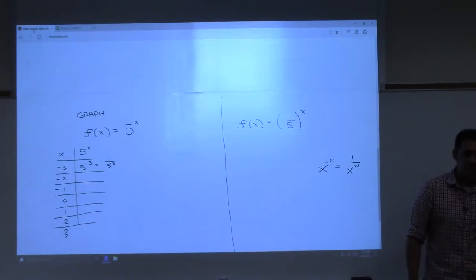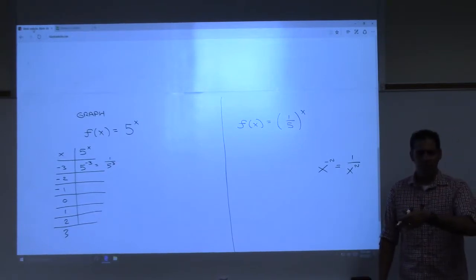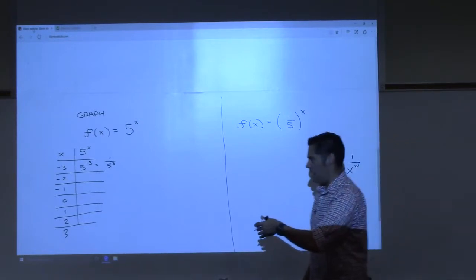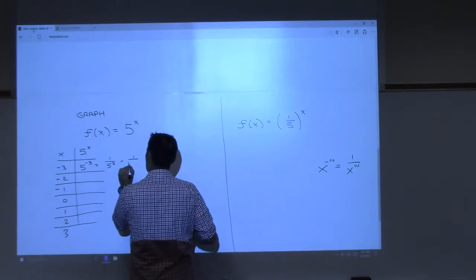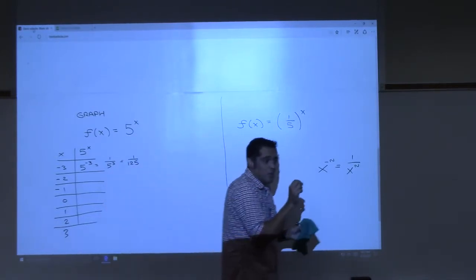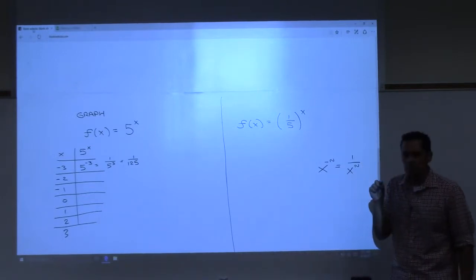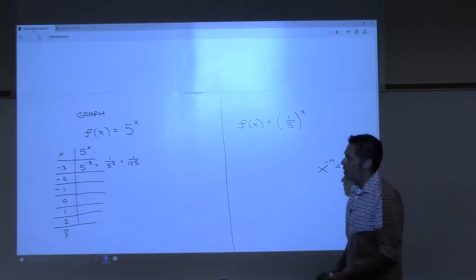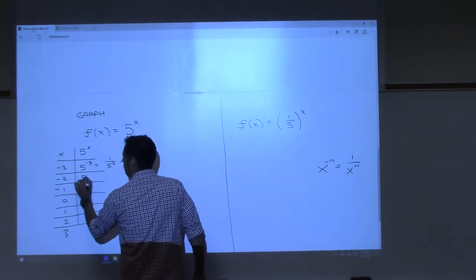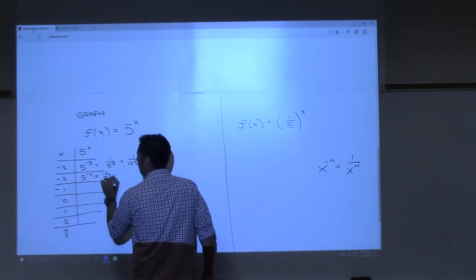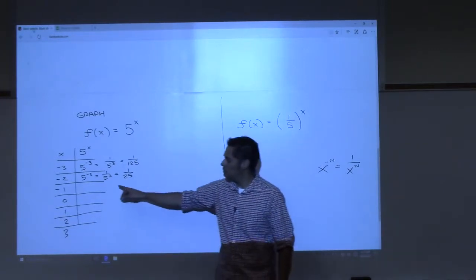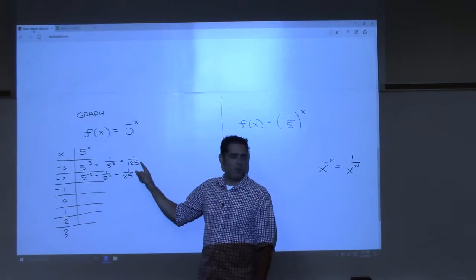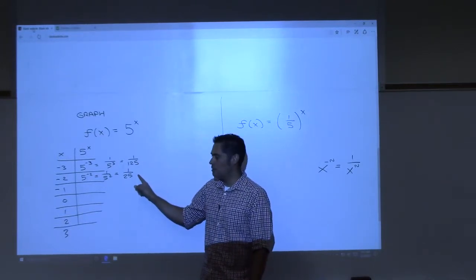Now 5 cubed is 5 times 5 times 5, which is 125. So this is 1 over 125, which on your calculator is like 0.00 something, right? That's a very small number. It's a positive number though, right? Okay, how about negative 2? 5 to the negative 2 is 1 over 5 squared, which is 1 over 25. That's still a small number. Right? 1 over 25 is small. It's not as small as 1 over 125 though. That's smaller.